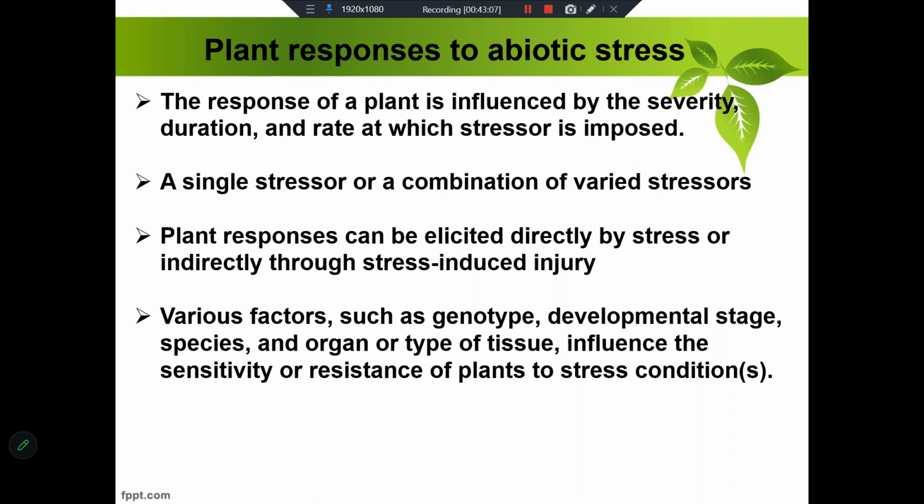And also, the rate can be increased by decreasing the time period. A high amount of light during a short period of time will also increase the rate. So all of them are important: severity, duration, and the rate.